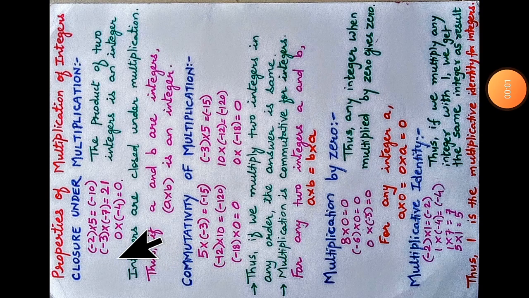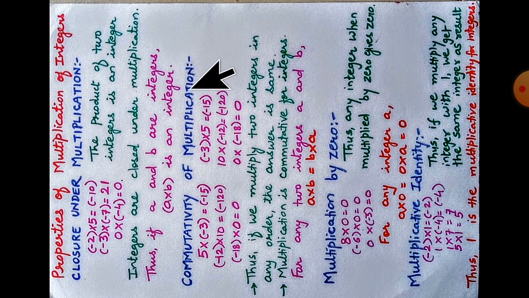Let us see the properties of multiplication of integers. First one, closure under multiplication. In this property, we see that if two integers are multiplied, the answer will also be an integer. Let us see the examples. Minus 2 into 5 equals minus 10. Minus 3 into minus 7 is 21. 0 into minus 4 is 0. That means all the answers are integers. The product of two integers is an integer. Thus integers are closed under multiplication. Thus if a and b are integers, a into b is also an integer.